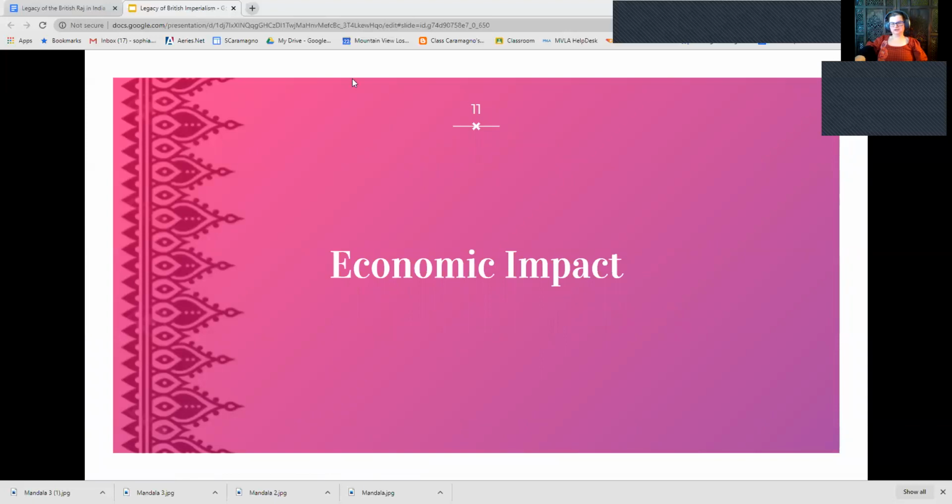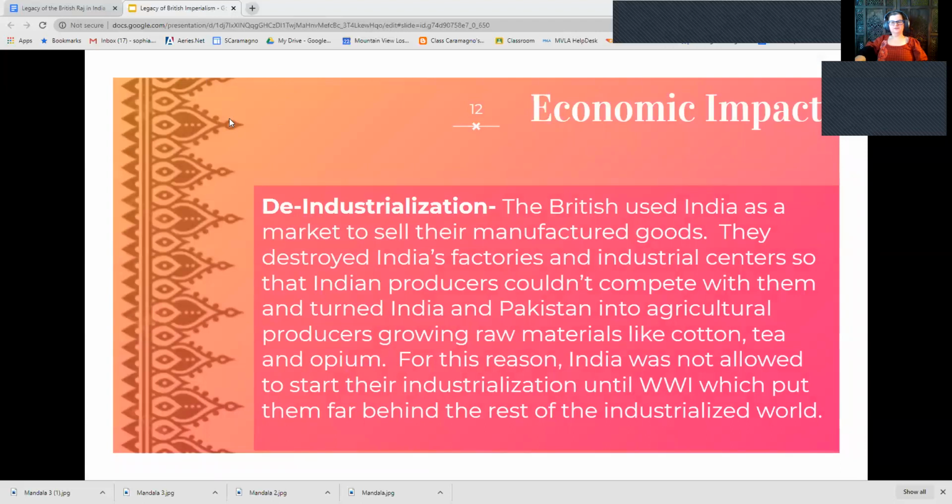So, the last category I want to talk about is the economic impact. One of the largest economic impacts of this event is deindustrialization. So, when the British took over India, they didn't want Indian people with their own factories to be rivals of their factories back home in England. And so they destroyed Indian factories and they put Indian people to work creating raw materials that they could send to their own factories or sell on the open market.